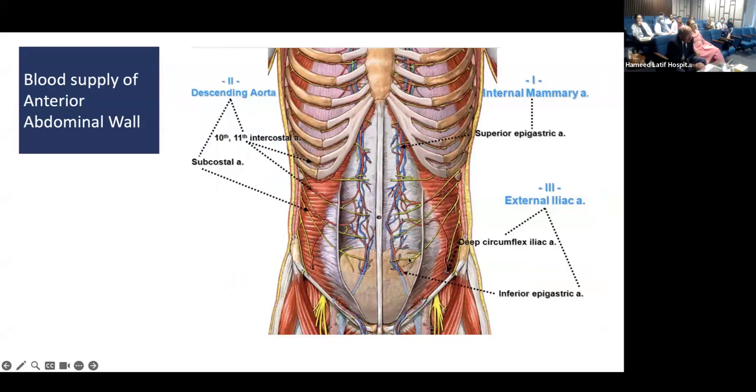This is the blood supply of the anterior abdominal wall: the inferior epigastric artery, a branch of the external iliac, and the deep circumflex, and the superior epigastric artery is the terminal part of the internal mammary or internal thoracic artery.